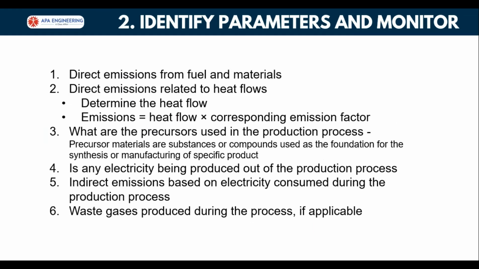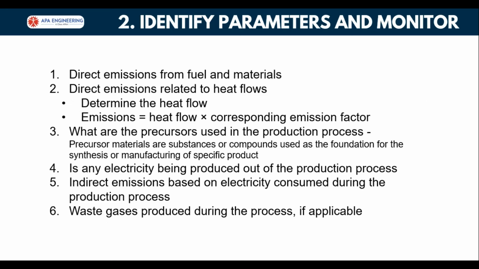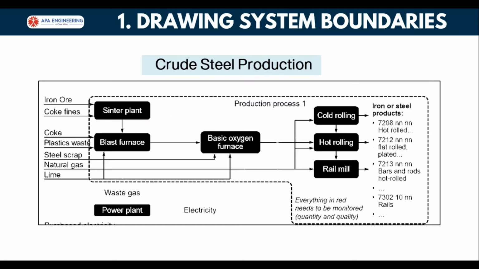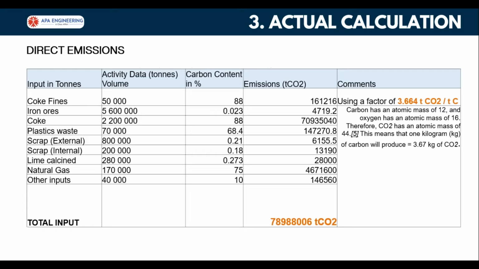So moving over, this direct emissions is based on the... I'm going backwards so as to help you see this. The calculations that you're going to see are based on this specific production process, which is here, crude steel production. So you will be able to see iron ore, coke fines, coke, plastic waste, steel scrap, and all, what comes out, the electricity, and also waste gases out here. So I'm just brushing through this.